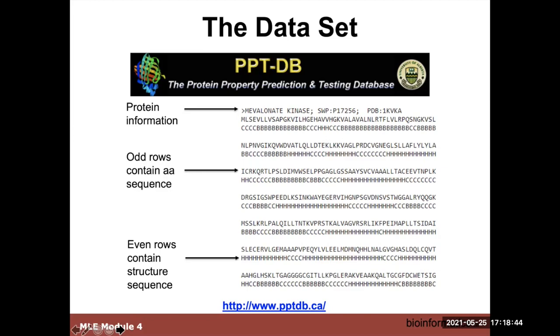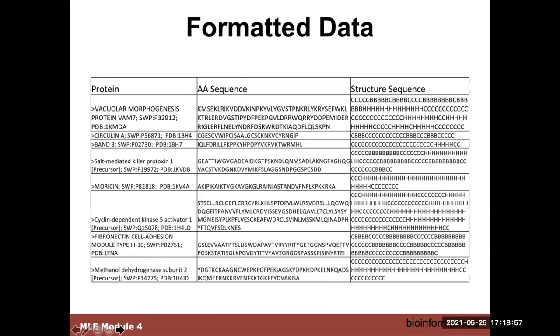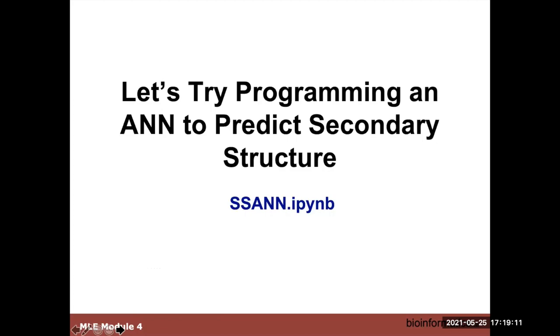So you can see the amino acid sequence is using the standard one-letter code. Secondary structure uses C's for coils, B's for beta sheet, and H for helices. So you can take that data, download it, and it has all the information about the protein name, the sequence, the secondary structure. And so you've got, in this case, hundreds, if not thousands of examples. So that's our data set.